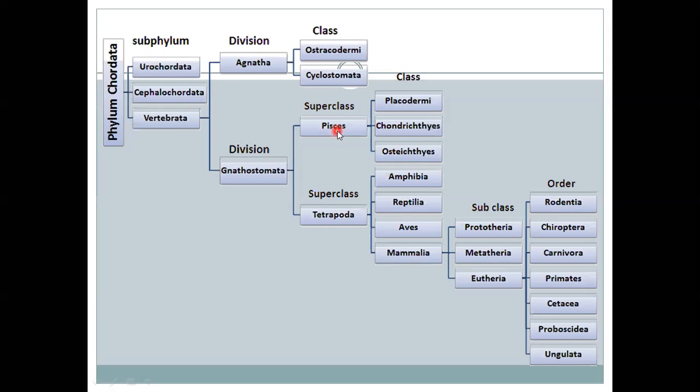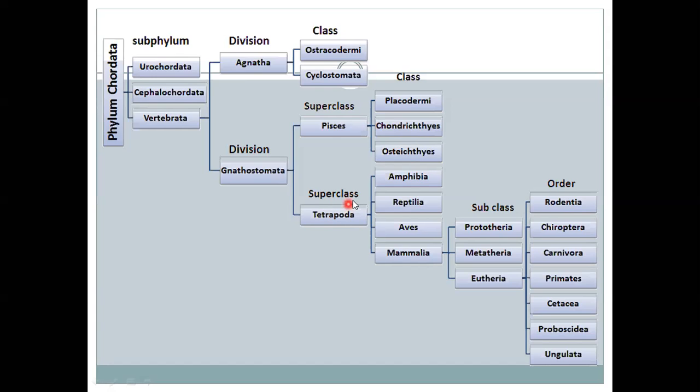Coming to Pisces, again in Pisces we have three classes. One is Placodermi, second one is Chondrichthyes, and third one is Osteichthyes. Another class is also there, that is Acanthodii. This Acanthodii and Placodermi are also extinct classes. No single animal from these classes is living now. All these are extinct animals. And Chondrichthyes and Osteichthyes are the two classes of fishes living now.